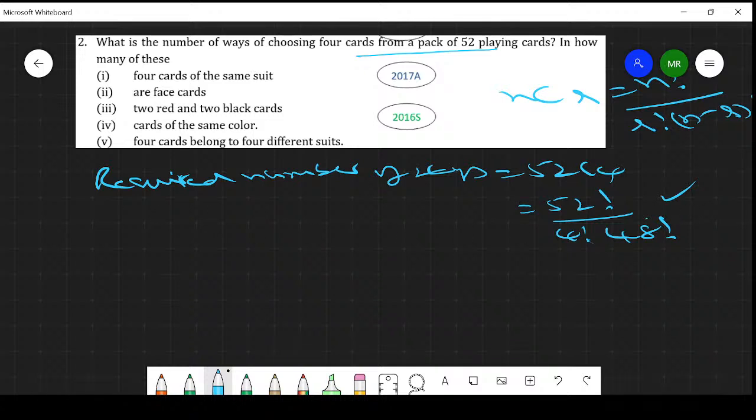Now starting with the first one. They are saying here 4 cards of the same suit. Be careful here when I am doing the first problem. 4 cards of the same suit.